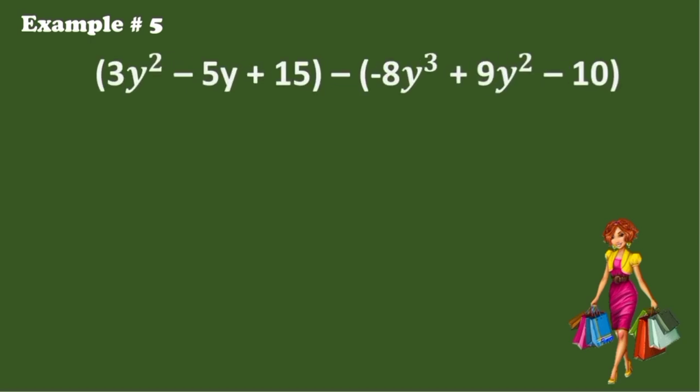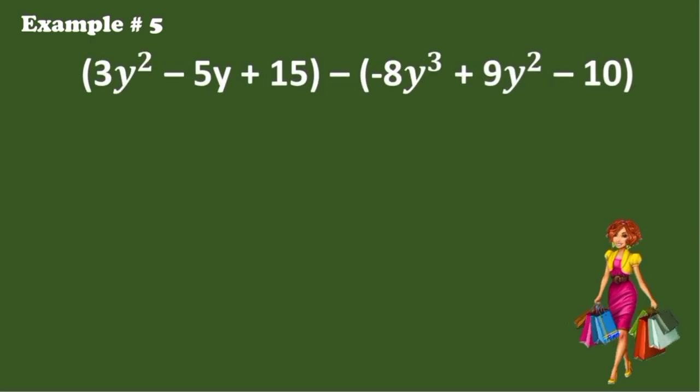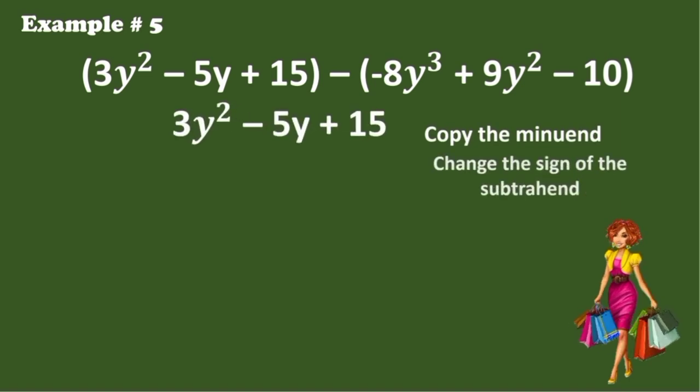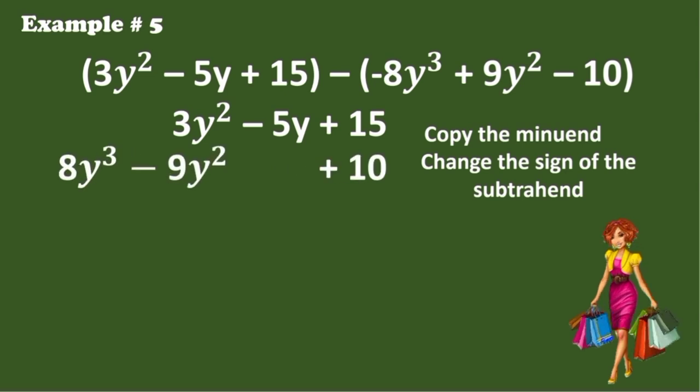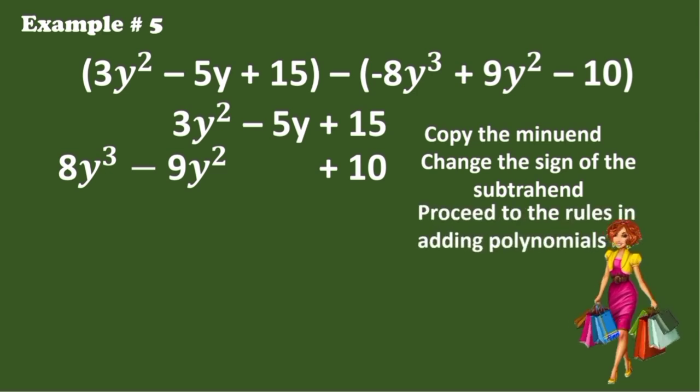Example number 5. 3y squared minus 5y plus 15 subtracted by negative 8y cubed plus 9y squared minus 10. First, copy the minuend. Then change the sign of the subtrahend. This will become 8y cubed minus 9y squared plus 10. Then proceed to the rules in adding polynomials.